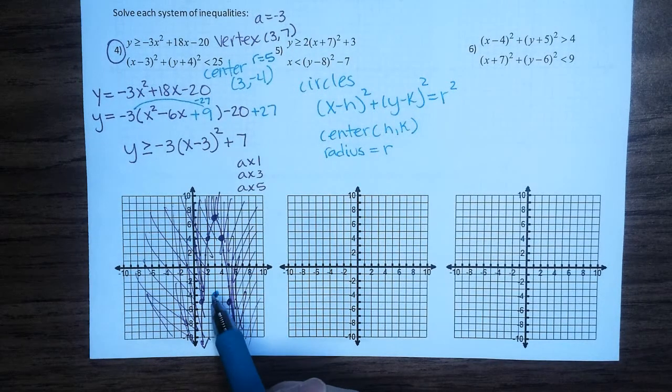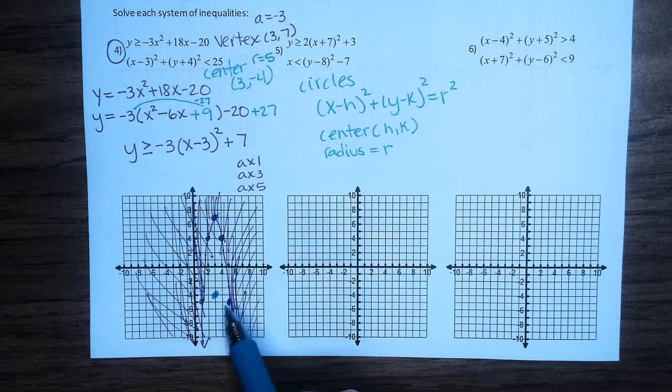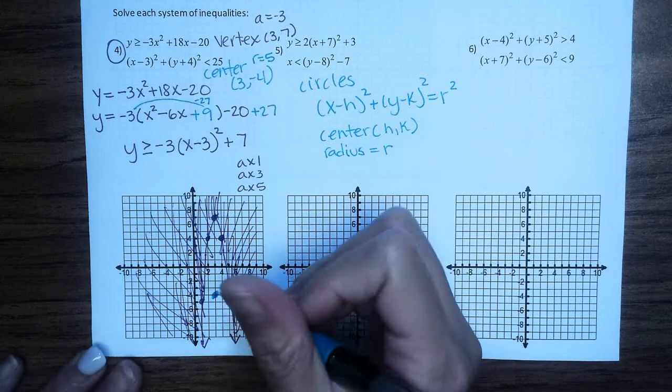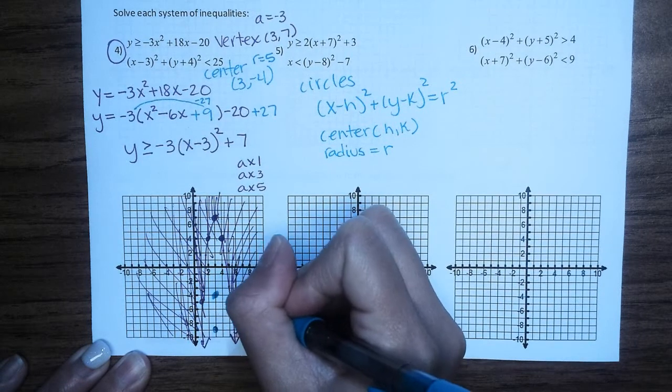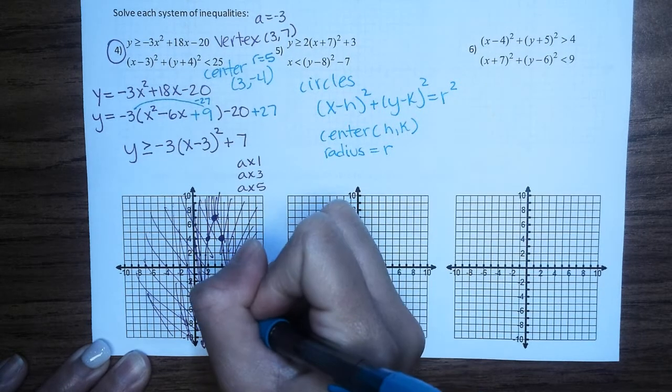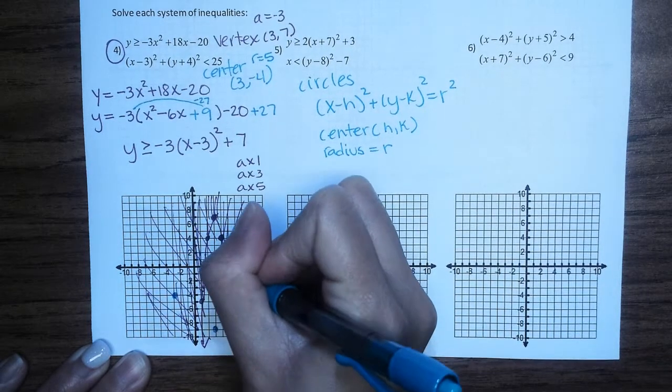So that means that from the center, just go up 5, down 5, to the right 5, left 5. 1, 2, 3, 4, 5.